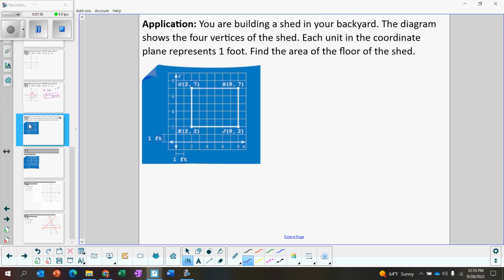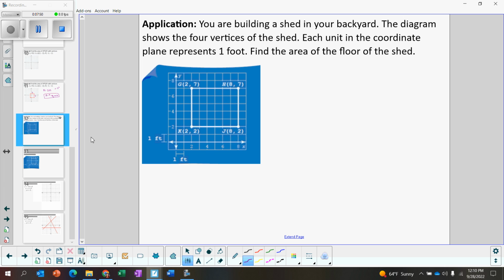So we have 2 more problems to do. So this is giving us blueprints of a shed in our backyard. The diagram shows the 4 vertices of the shed. Each unit in the coordinate plane represents 1 foot. Let's find the area of the floor of the shed.